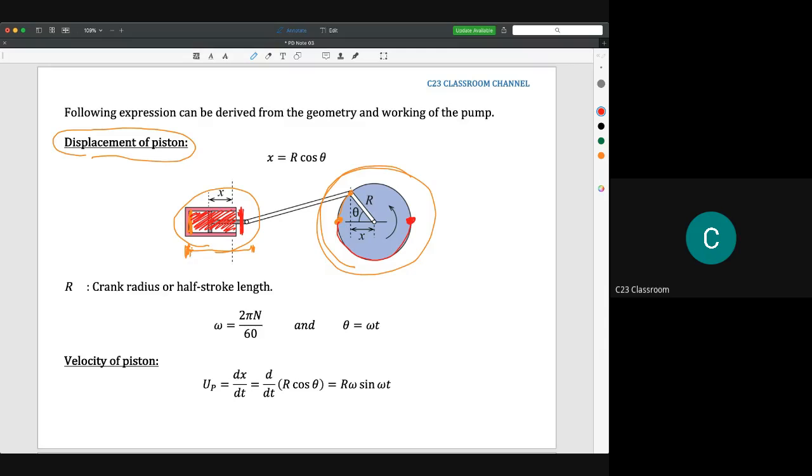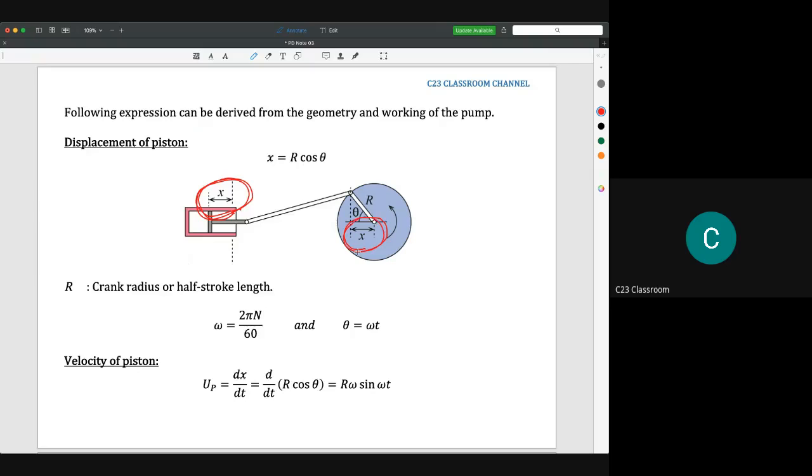And if we look at the distance created by this piston, we could say that the horizontal distance x here is equal to the value of x here. We could write a mathematical equation for this: x is equal to r cos theta, where r is the radius of this crank, of this rotational device.